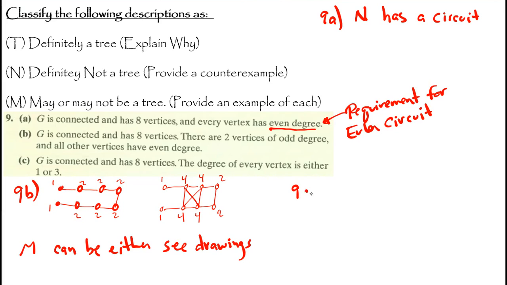And then 9C, G is a connected graph and it has 8 vertices. The degree of every vertex is either 1 or 3. So once again, I'll draw my 8 vertices. I have my 1 degree vertices, and that gives me a 3 degree. Right here I have a 2 degree, but if I add a line, that becomes a 3 degree. And then here I have a 2 degree, and I've just made it a 3 degree. So this is not a tree.